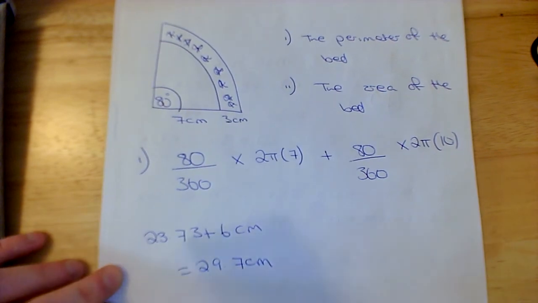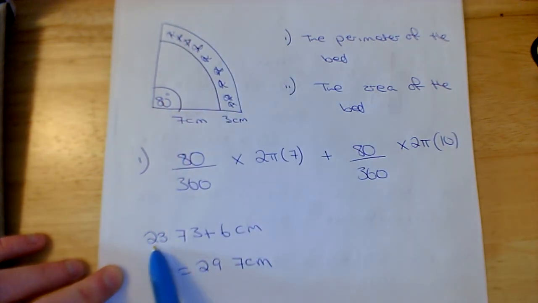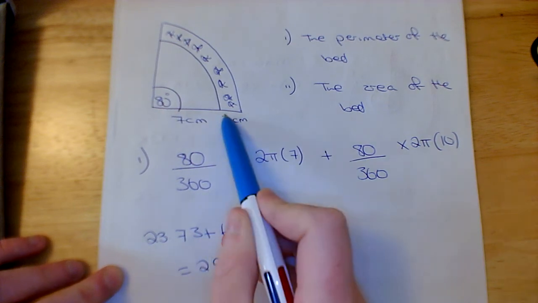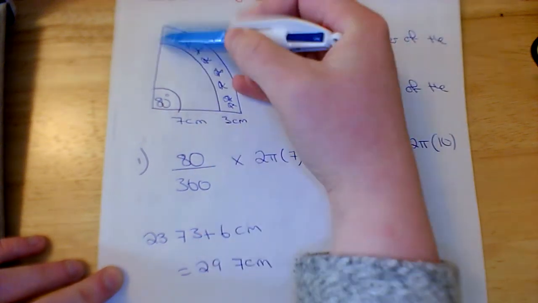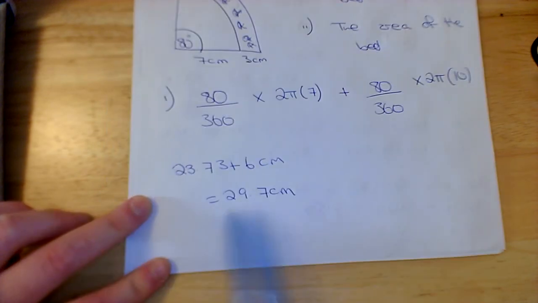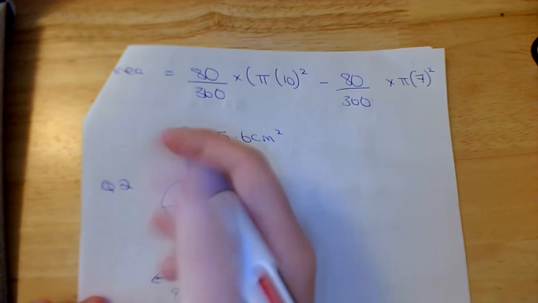So when I do all that, I get that the perimeter of the bed from here is 23.73. But we can't forget we need to add on the 3 here and the 3 here. So I said plus 6 centimeters, so it gives me 29.7 centimeters.